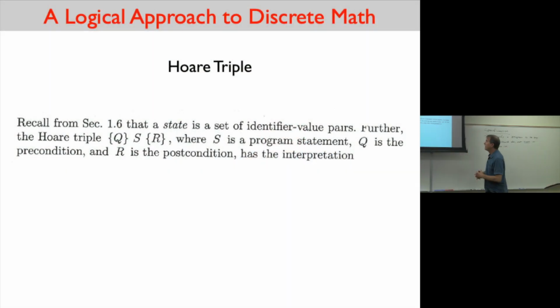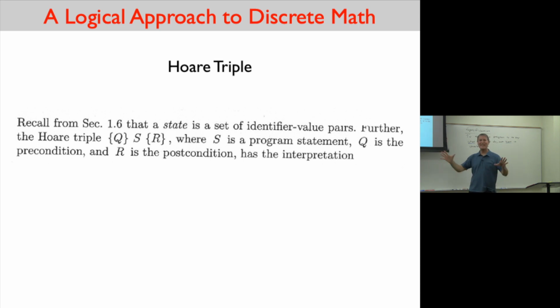Now, this all is related to the Hoare triple. Okay? So recall from section 1.6 that a state, what's a state? Definition of state? A list of the variables and their values. So that's the identifier-value pairs, variable-value pairs. Further, the Hoare triple QSR, where S is a program statement, Q is the precondition, and R is the postcondition, has the interpretation. Now, can you please tell me, I hope you still know, what is the interpretation of this Hoare triple QSR? Q is a precondition, S is a statement, and R is the postcondition.